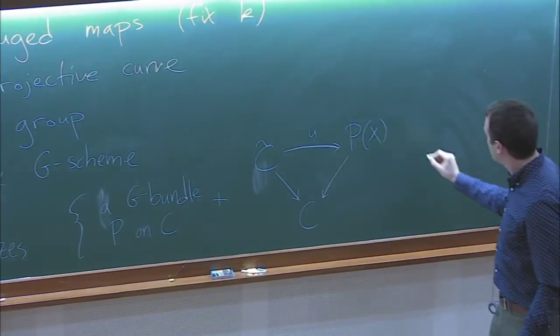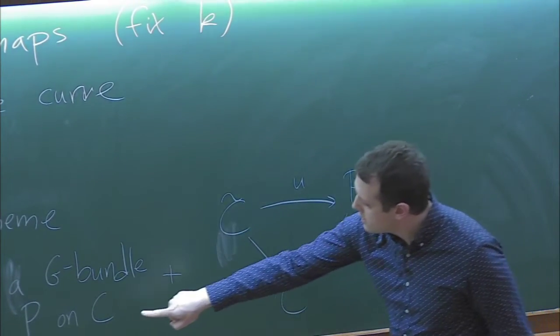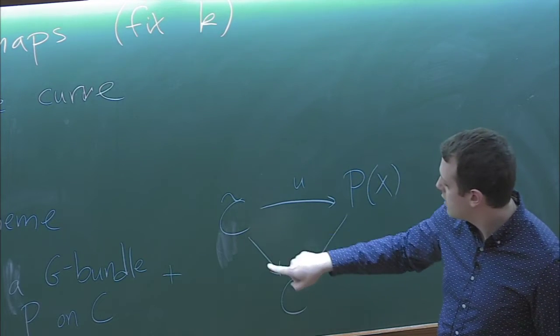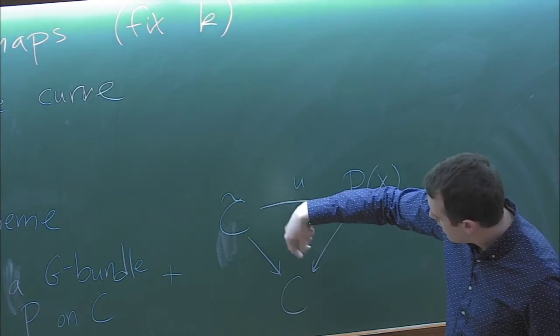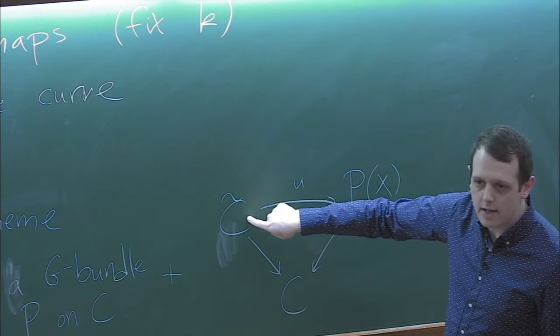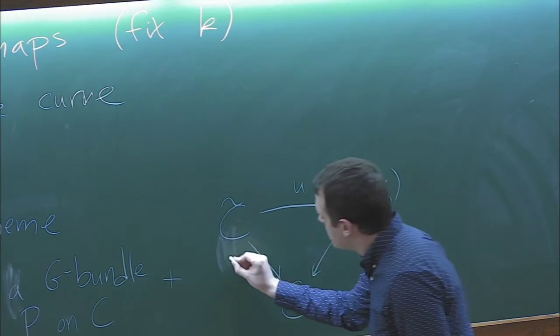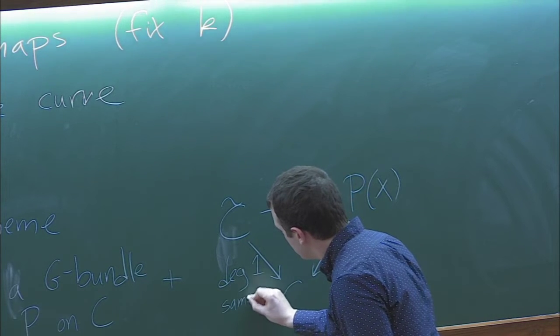Okay, this map here, so this is our smooth projective curve. C tilde is a nodal curve, and this is a degree 1 map to a nodal curve of the same arithmetic genus. So basically, this is degree 1, same genus.